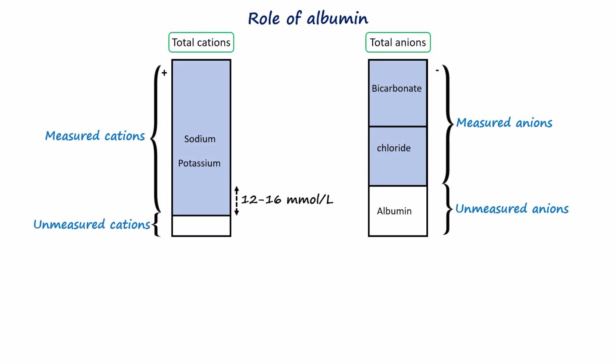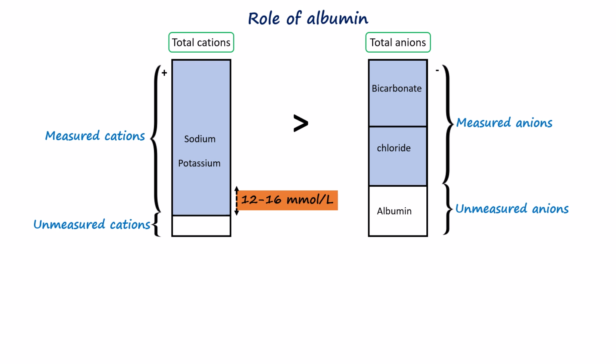Now let's look into the role of albumin in determining anion gap. As I've mentioned earlier, the concentration of measured cations is more than the measured anions because albumin, an unmeasured anion, contributes significantly to the total anion concentration. The normal anion gap of 8 to 12 or 12 to 16 millimole per liter is in essence due to the exclusion of albumin when we calculate anion gap. So depending on the albumin level, the normal anion gap can change.